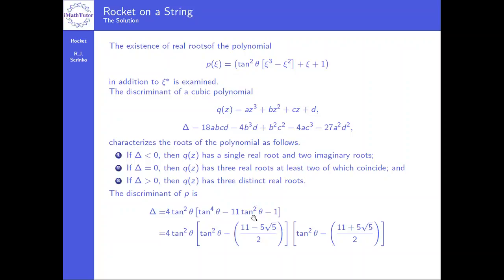And what we want to look at here is this thing actually factors. So you can use the quadratic formula to factor this. And what we want to note here is obviously tan squared theta is not going to be equal to 0 as long as theta doesn't equal 0. So on the interval 0 to pi over 2, that's not going to be equal to 0. This is negative. 5 times the square root of 5 is greater than 11. So this is negative, and tan squared is positive, so this will never vanish. So this is the factor that we have to be concerned with in determining the sign of our discriminant.